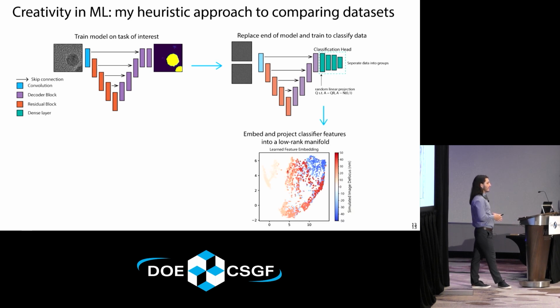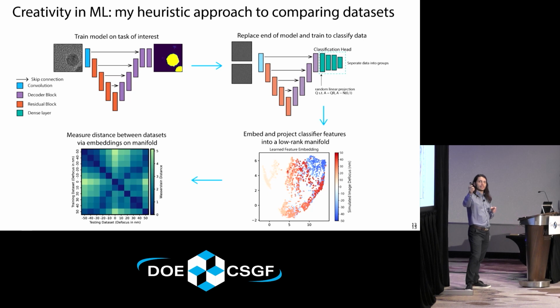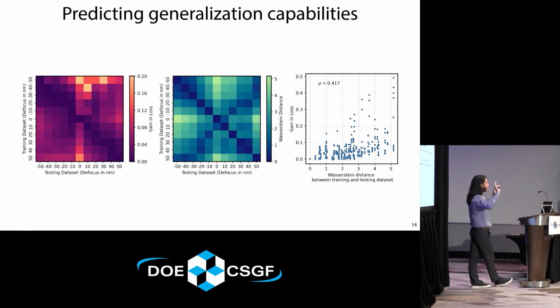I train that classifier, and then I take the features from that classifier and embed them into a lower rank space. Here I use a UMAP embedding, which is the Uniform Manifold Approximation and Projection algorithm. And you can see now these different data sets are forming a kind of structured space. In this structured space, I can begin to measure differences between data sets. Here we can get a difference between data set confusion matrix, similar to this generalization confusion matrix. If we compare these two, how much loss we induce by performing on a different data set and the distance between data sets, you can see first visually they're kind of similar.